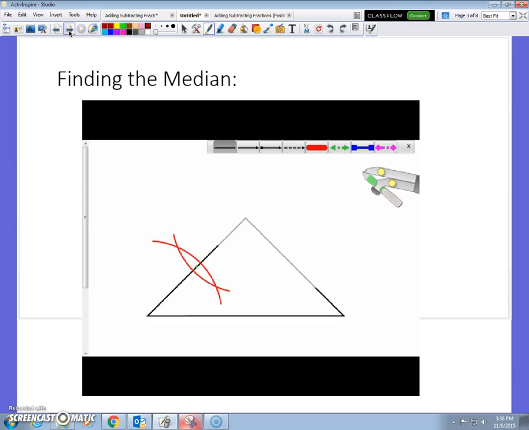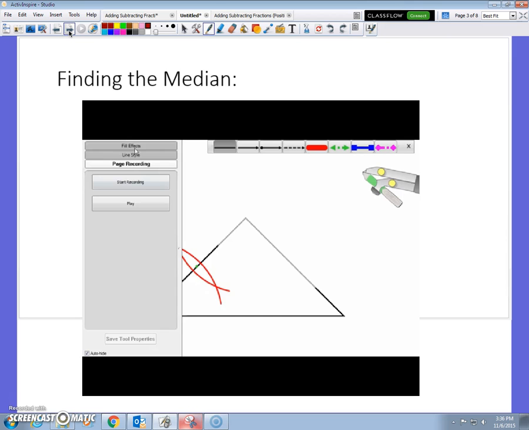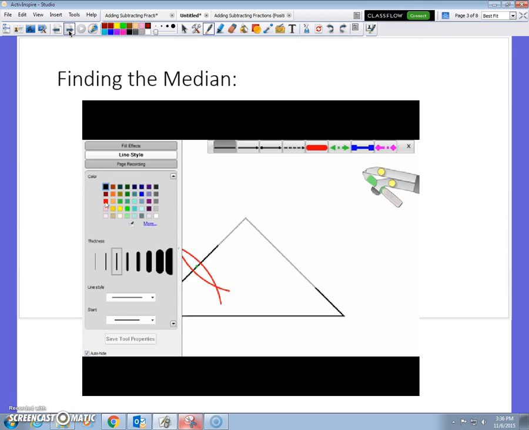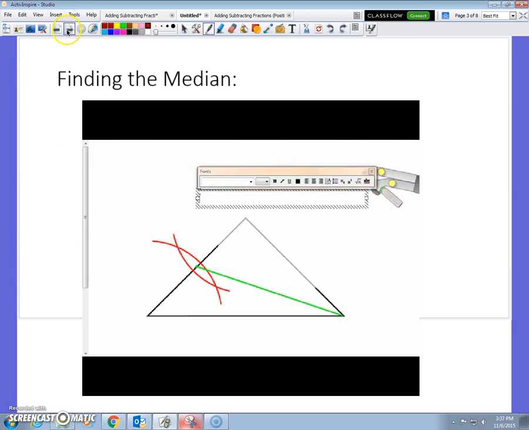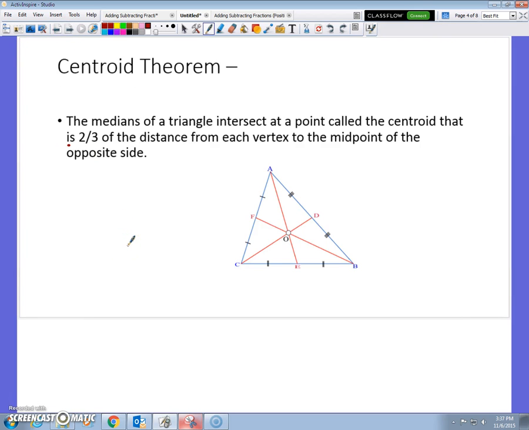And so we take that point and connect it to the vertex of the triangle straight across from it. And that is the median right there, that line. It touches the middle of the segment here, and it goes right through the vertex. That's the median.